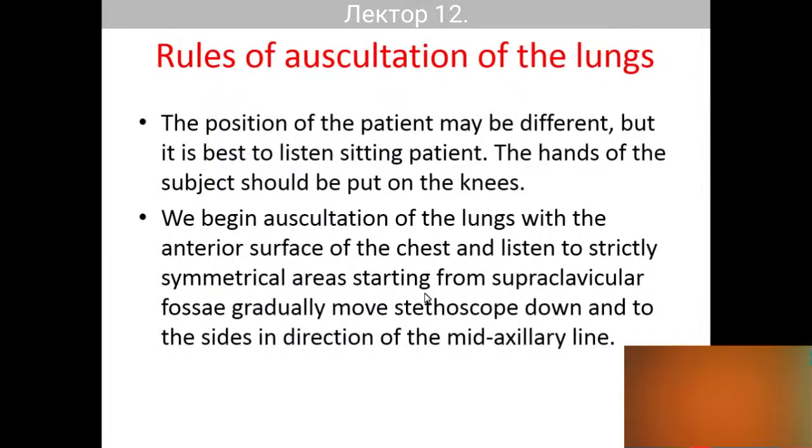Rules of auscultation of lungs. The position of the patient may be different, but it is best to listen to a sitting patient. The hands of the subject should be put on the knees. We begin auscultation of the lungs with the anterior surface of the chest and listen to strictly symmetrical areas, starting from the supraclavicular fossa. Gradually move the stethoscope down and to the sides in the direction of the mid-axillary line.